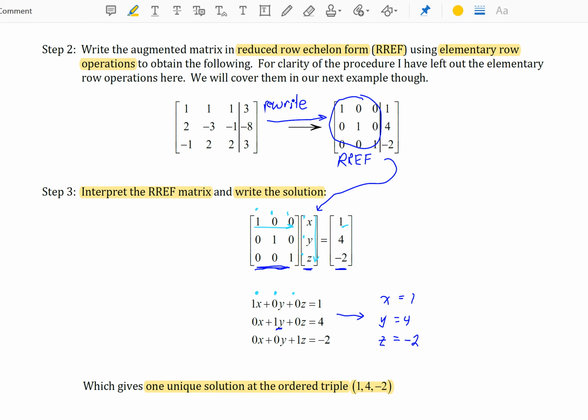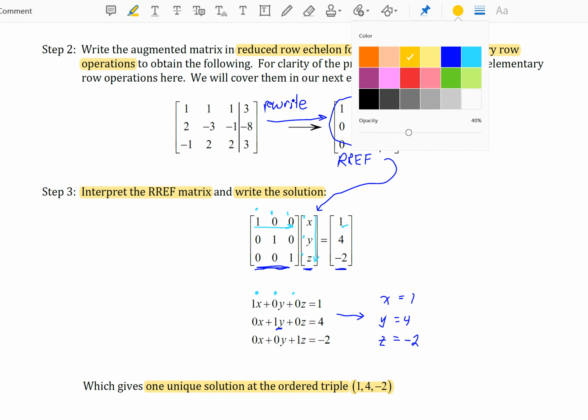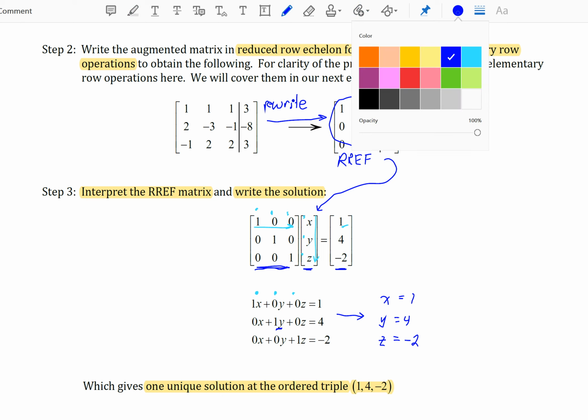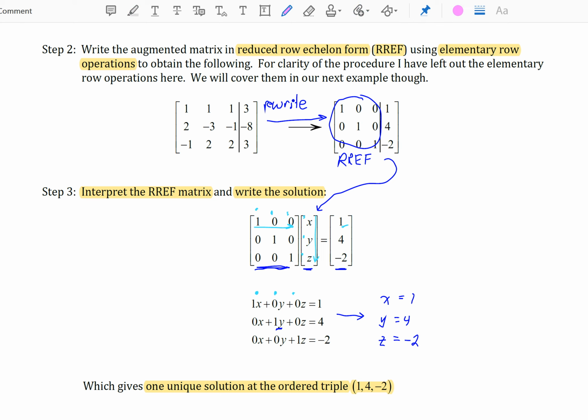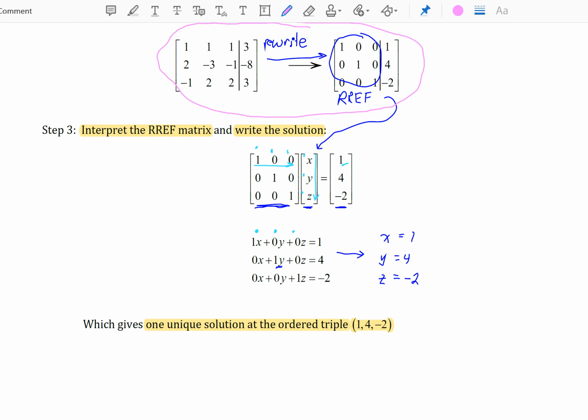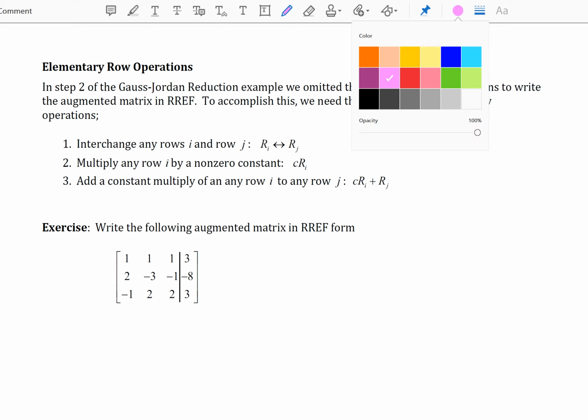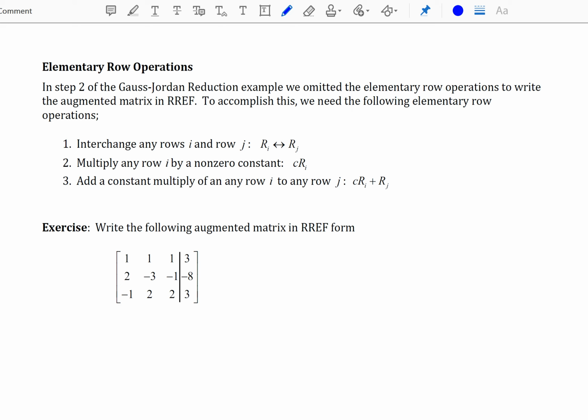Now this method, this procedure that I've outlined for you, kind of hinges on the fact that we can rewrite our augmented matrix in this RREF form. It kind of hinges on this step. So let us explore this step a little further. To understand this step, we first need to understand the elementary row operations.